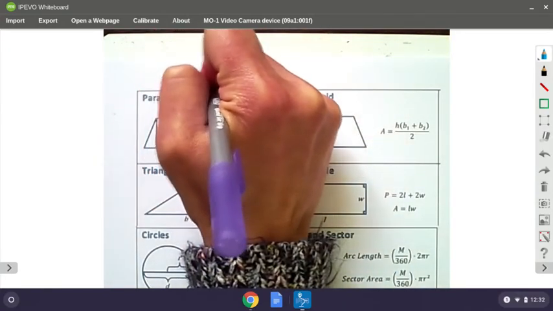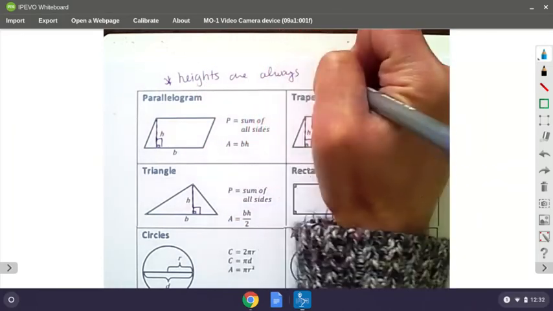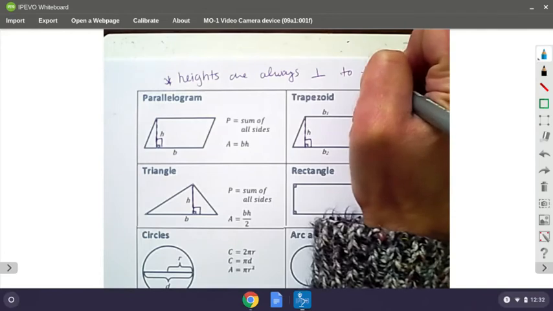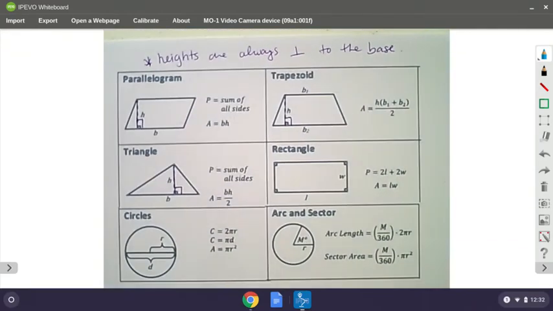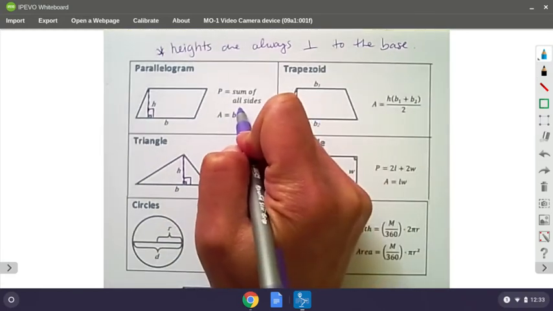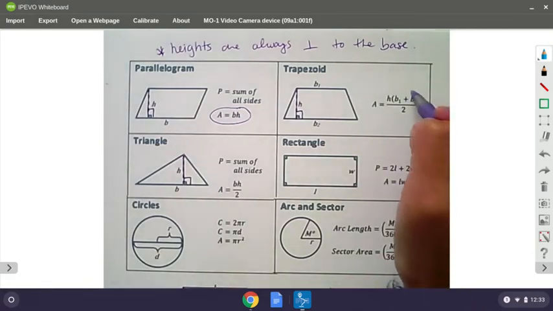So you might want to add that in somewhere. Heights are always perpendicular to the base. If you are not given, say, the height, sometimes you have to find it. I'm going to do one or two examples where you have to find the height, like you're given a side, but it's not the height because it's not perpendicular. So when you're using a height in your formula, it has to be perpendicular.